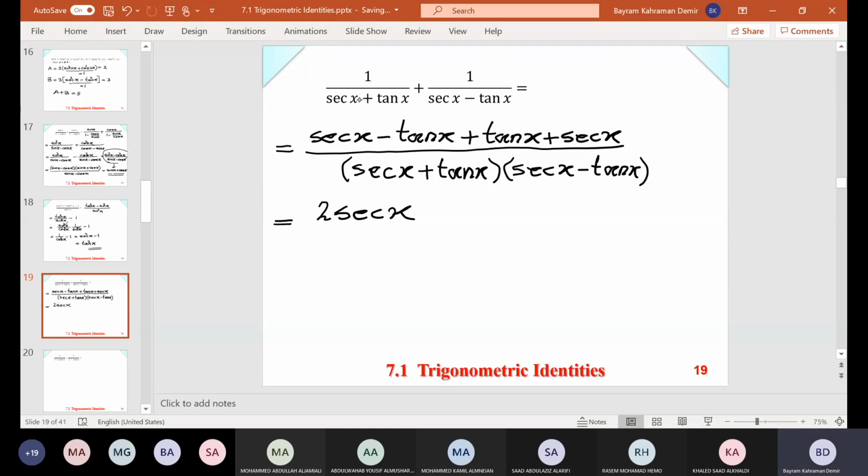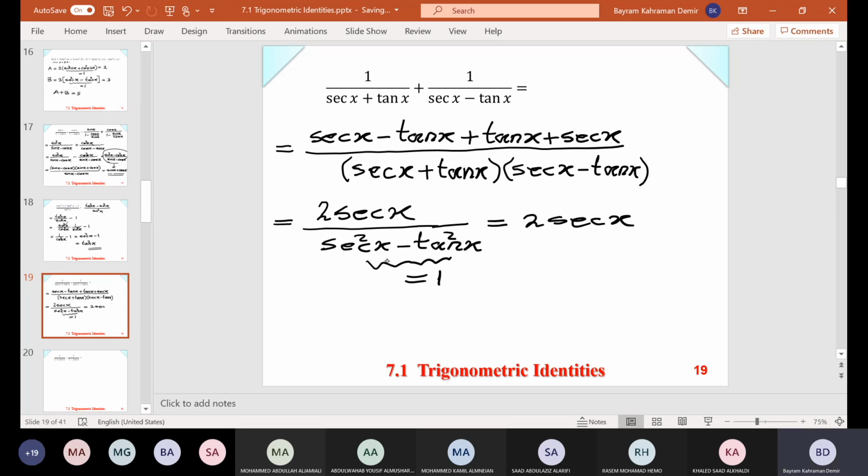2 times secant x divided by secant plus tangent times secant minus tangent, which is secant square x minus tangent square x. Of course, secant square x minus tangent square x is what? 1, right? So this is equal to 1. So basically, it is 2 times secant x.